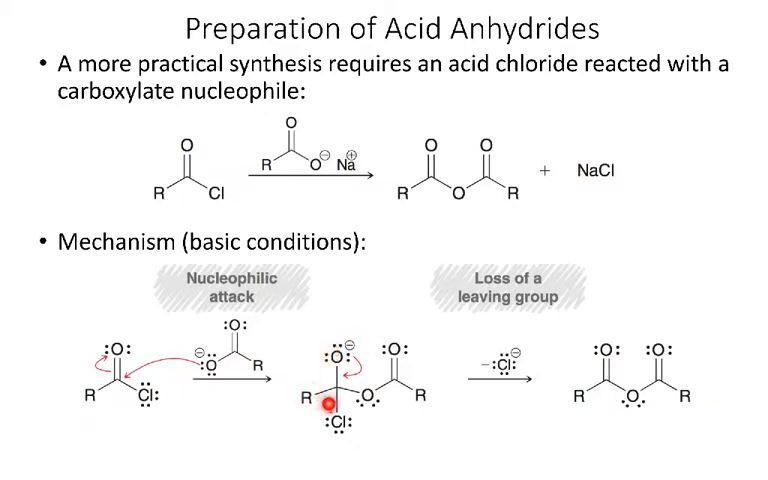I create my tetrahedral intermediate. Then, because chloride is a good leaving group, I don't need to protonate anything before I have the loss of the leaving group. And then, because my final product is neutral, I don't need any proton transfers at the end. So in this case, we just need the basic two core steps of the nucleophilic acyl substitution.